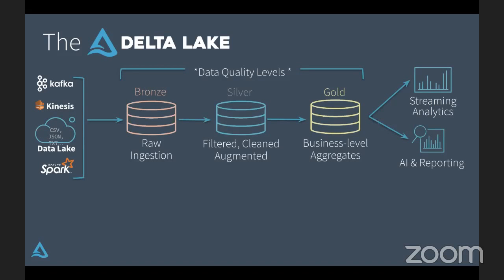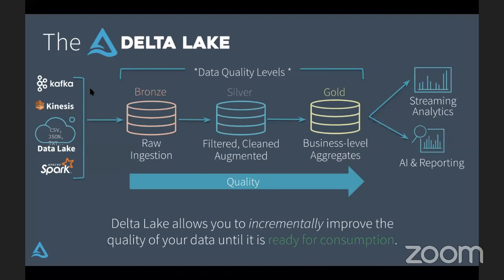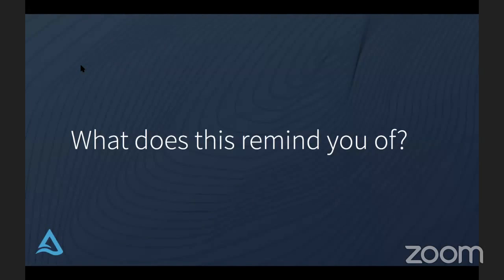Okay, irrelevant of whatever the business logic requires, the idea is that this gold table is smaller, more compact, and has exactly what you need for your streaming analytics or your AI and reporting to piggyback off of. This concept of data quality levels, or the Delta architecture, allows you to incrementally improve the quality of your data until it is ready for consumption. That's the important call out.